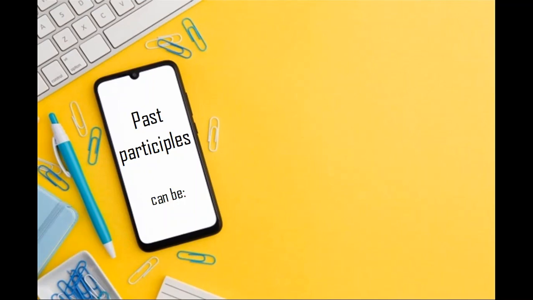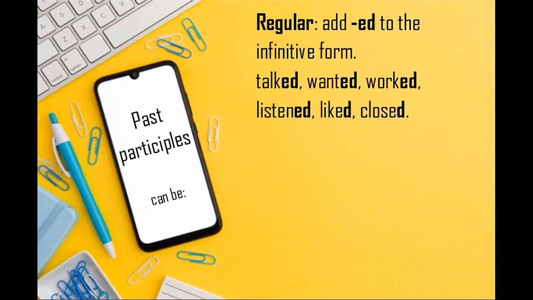Now, the past participles, o lo que a ustedes les gusta llamar la tercera columna, they can be regular, for example, so you add ed to the infinitive form. For example, talked, wanted, worked, listened, liked, closed. En el caso de los verbos como like and close, que terminan con una E, le agregamos solo la D.